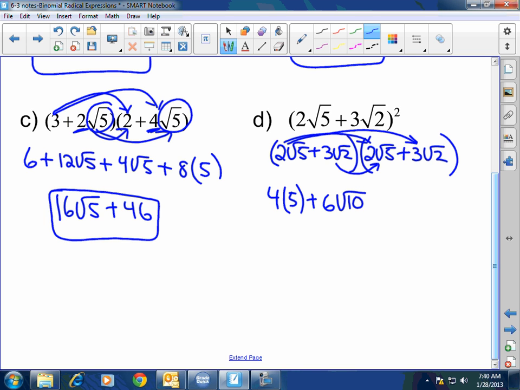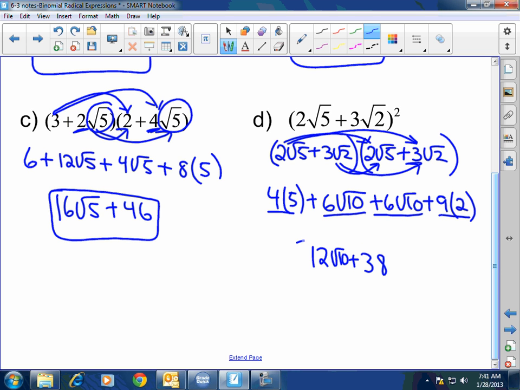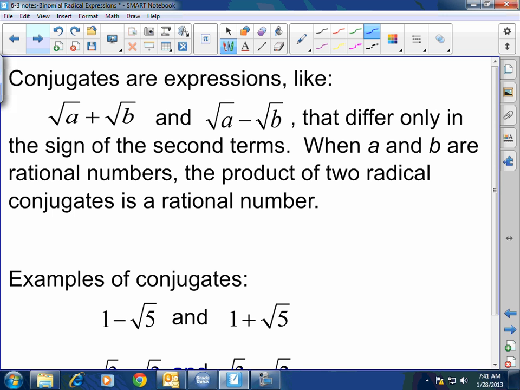3 square root of 2 times 2 square root of 5 is going to give you 6 square root of 10. And then 3 square root of 2 times 3 square root of 2 is going to give you 3 times 3 is 9 times square root of 2 times square root of 2 is 2. So I've got 20 plus 18, so I've got 38 over here. And I've got 6 square root of 10 plus 6 square root of 10, so I've got 12 square root of 10 plus 38. And that is how you multiply radicals, binomial radicals. And add, yeah.